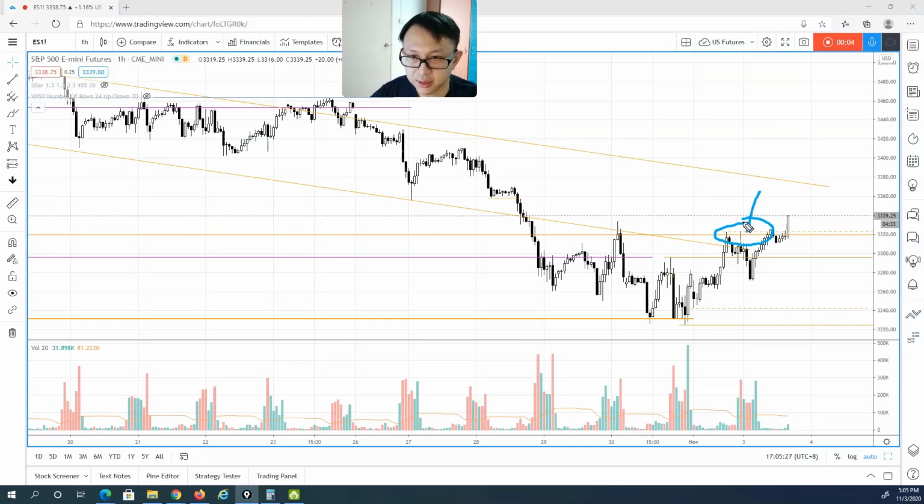33.20. That's the level to watch, and again has been proven as the strong resistance. As you can see, the rejection tail happened yesterday, followed by a reaction down.